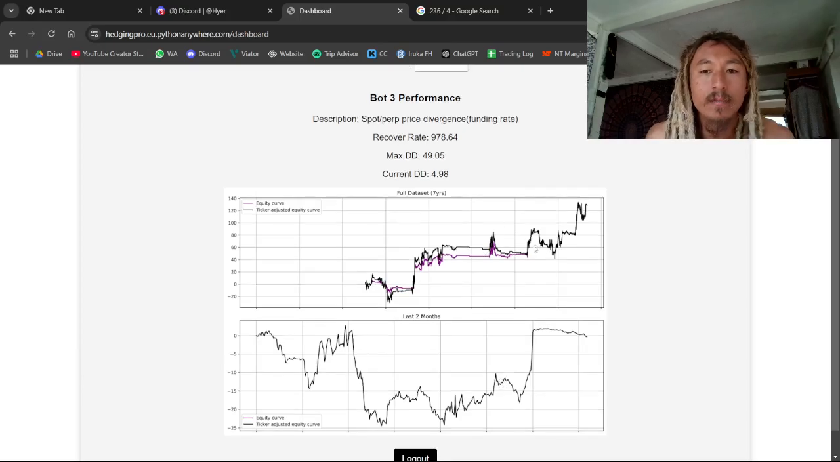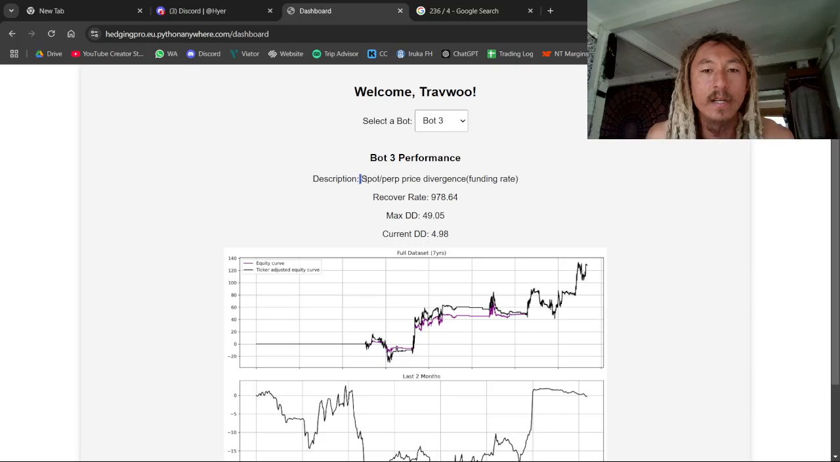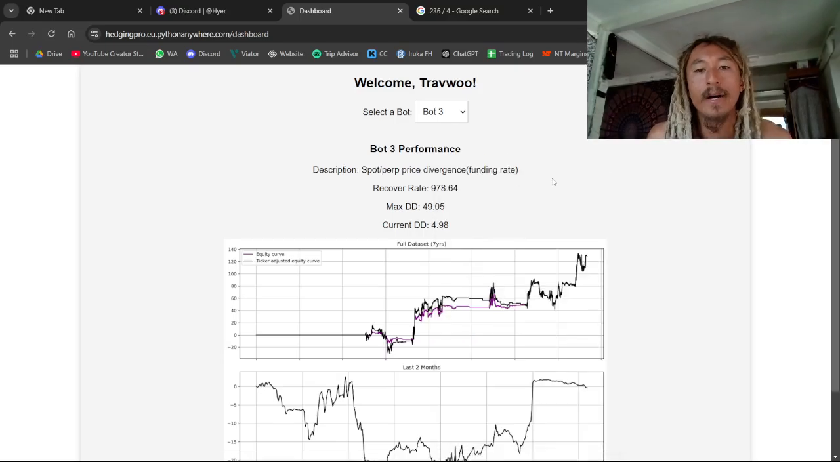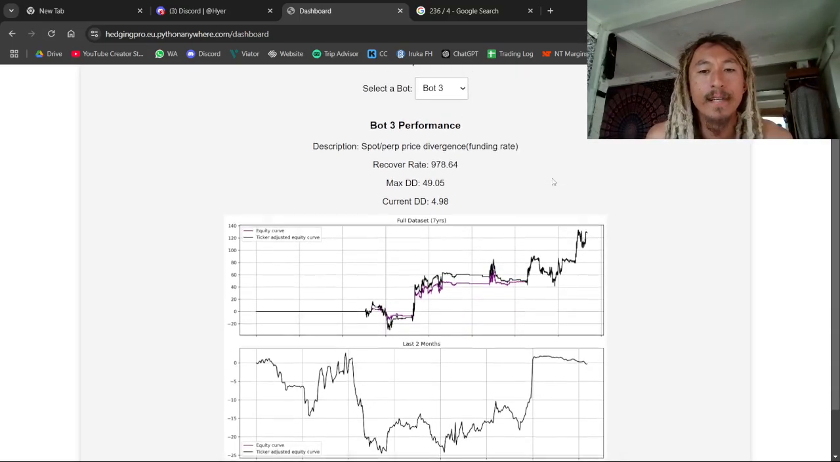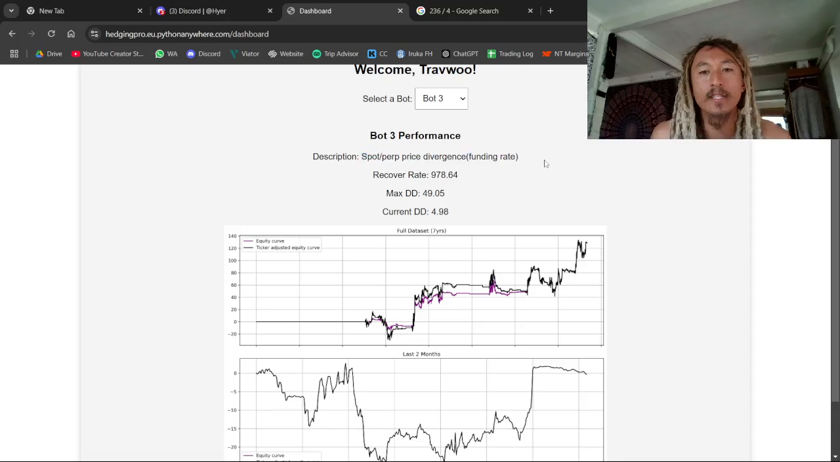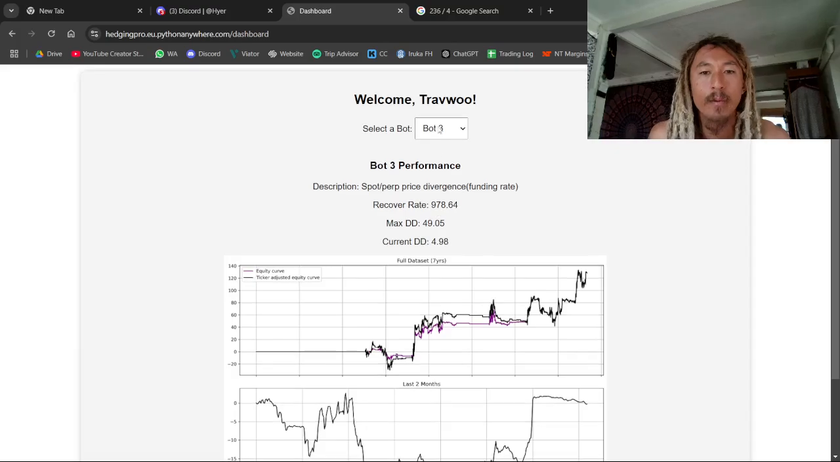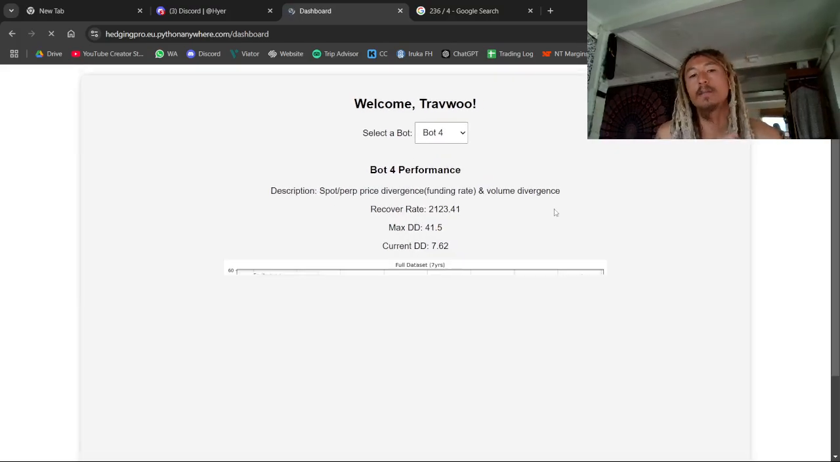But I see bot 3 is another spot perp. Oh, this is a funding rate trade. So if the funding rate is positive or negative, I might take a trade. And I like these because these trades don't look at the chart for a trigger, where most people are looking at the chart. It's looking at some kind of obscure data.